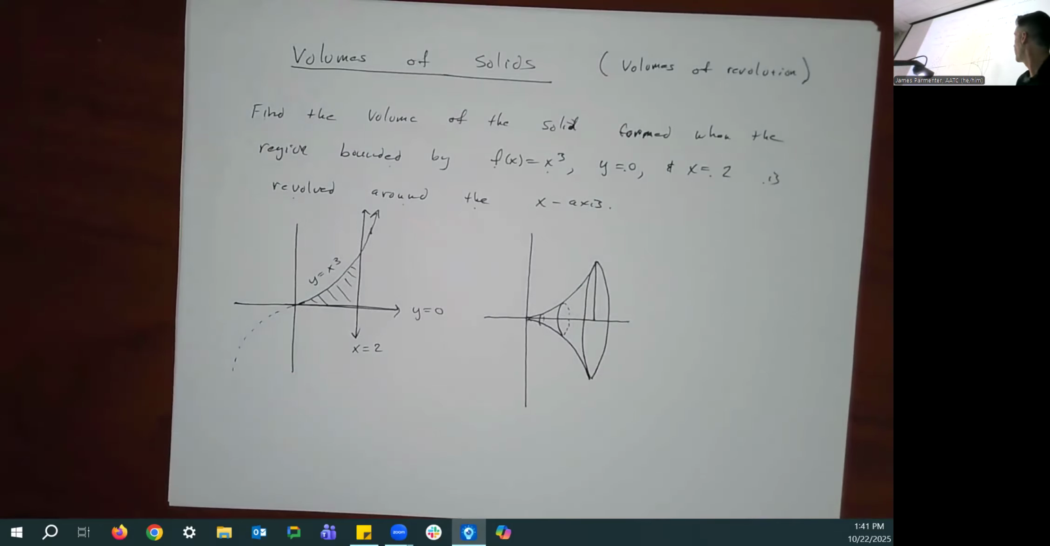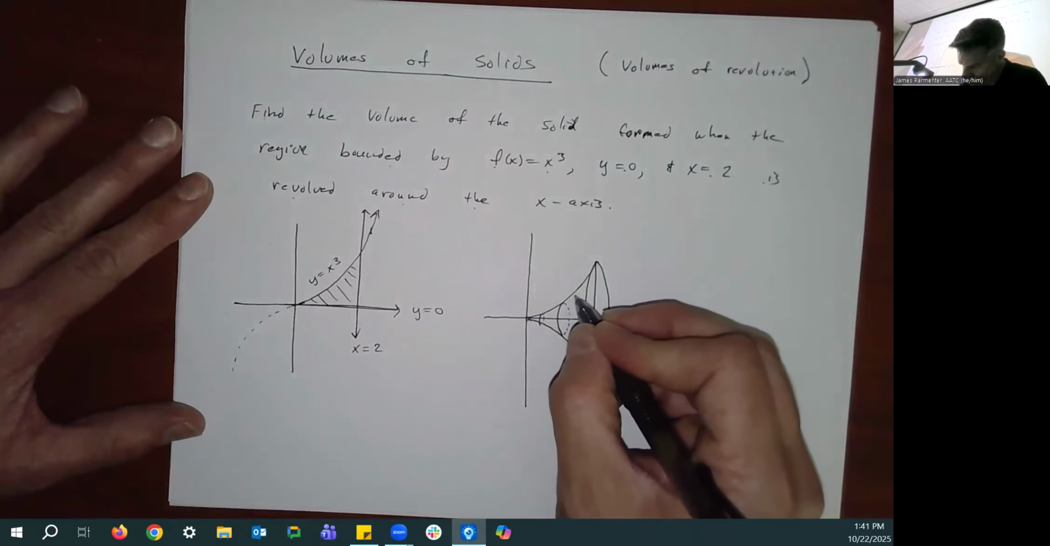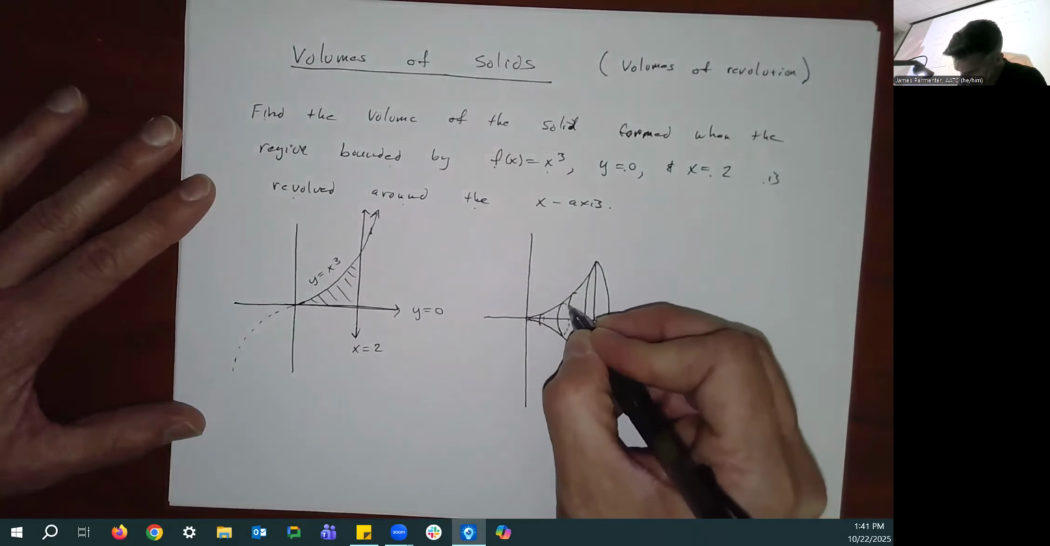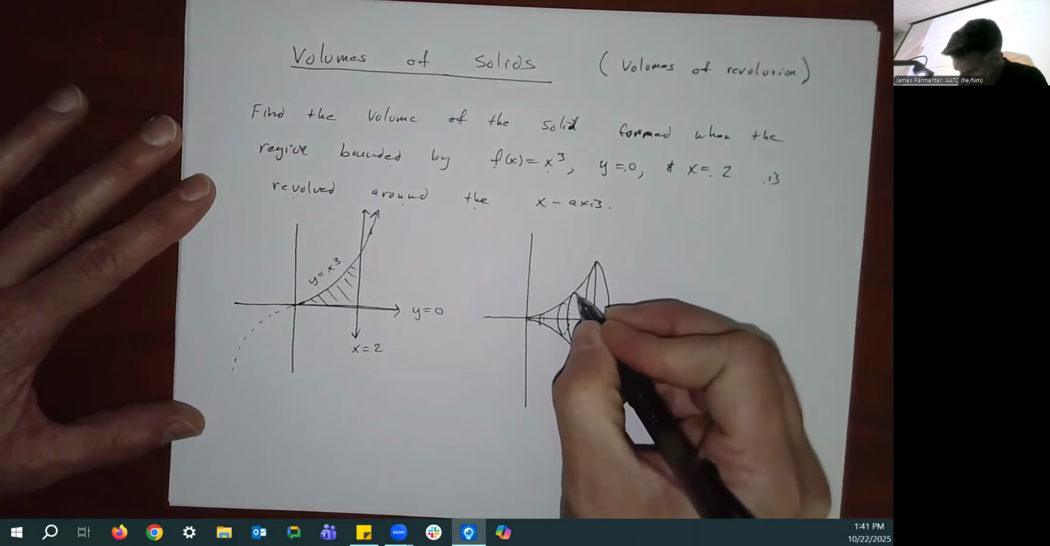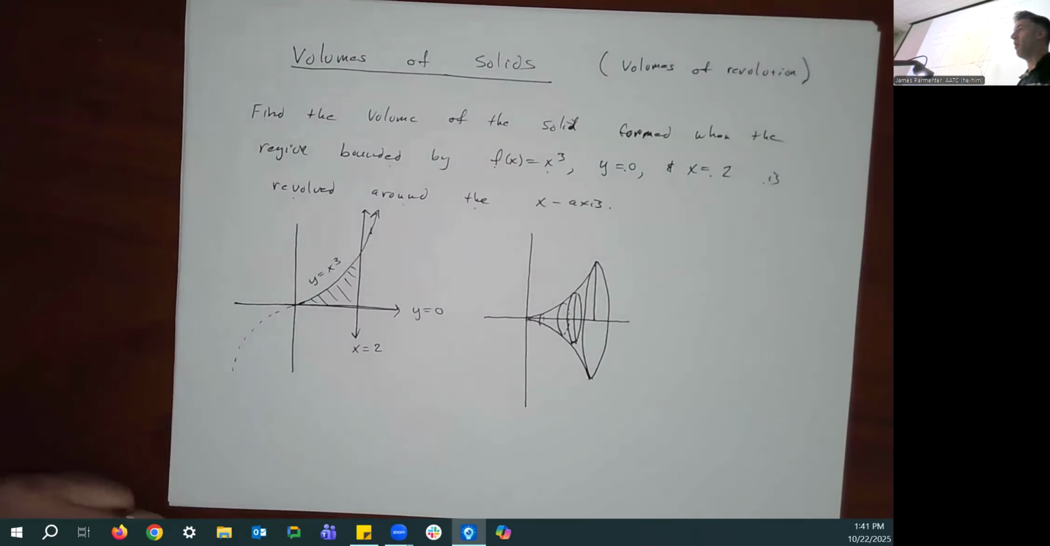Kind of like that. And what we're going to do is take essentially a little slice of this solid and find the volume of that slice. And then just like when we're finding area by adding up a bunch of rectangles, we're going to find volume by adding up a bunch of slices.